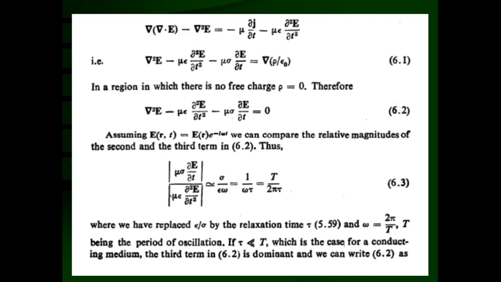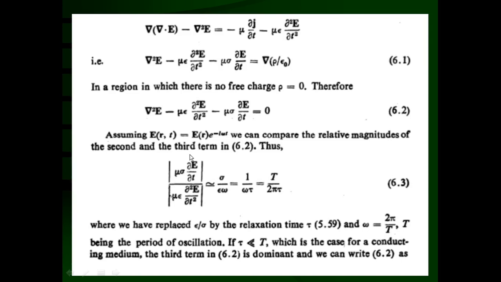Now assume that the electric field is a time varying electric field, that means it is a function of r and t, and it can be given as a complex quantity. E is a function of r, that means its amplitude is a function of r, and its phase factor is e raised to minus iωt. So E(r,t) = E(r) e^(−iωt), and we can compare the relative magnitude of the third term to the second term of equation 6.2.